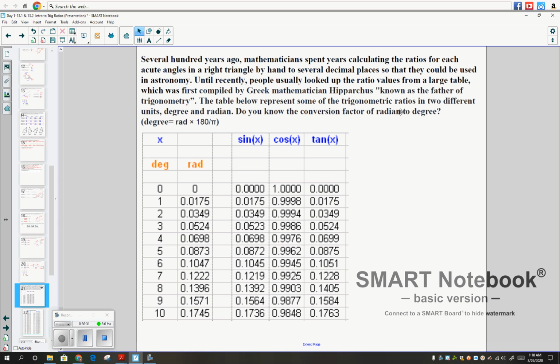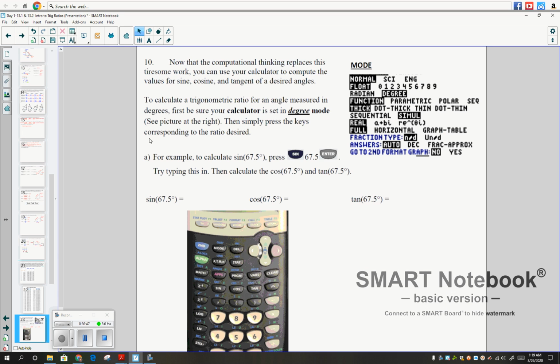Do you know the conversion factor from a radian to degree? Well, to convert from radians to degrees, we're going to take the radian measure and multiply it by 180 divided by pi. That's the conversion factor. We're not going to do anything with that. Just something nice to know. It's something you learn in advanced algebra. Well, we're going to look now at how I can find sine, cosine, and tangent of an angle using my calculator.